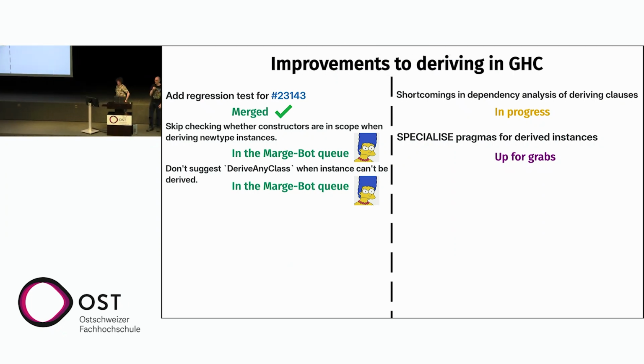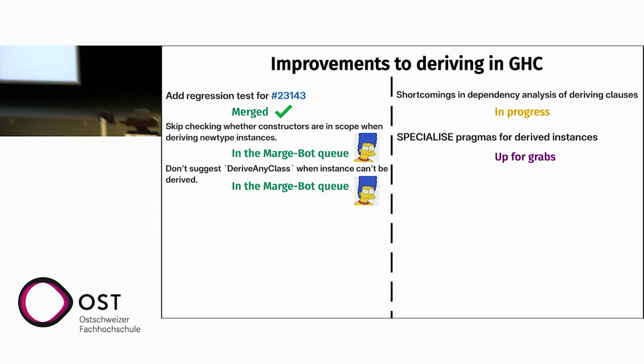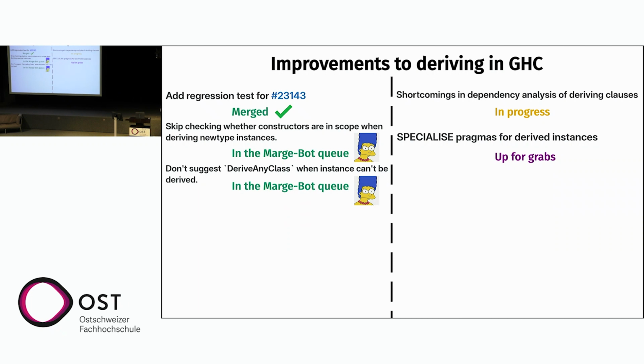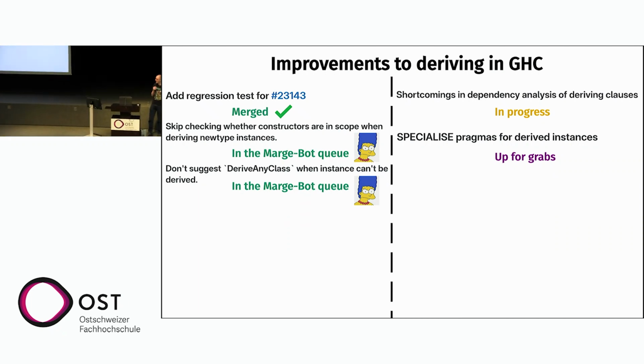Thank you. So as a reminder, I was working on GHC development, in particular working on improvements to things related to deriving in GHC. And I'm happy to report that we actually got some first-time GHC contributors to work on some bugs in deriving. The things on the left-hand side of the slide are things that have landed recently.